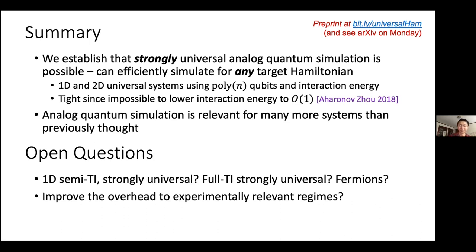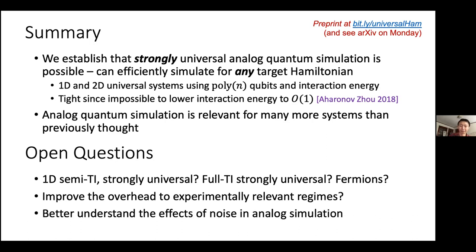And can we also improve the overhead, which is currently polynomial, but as Norbert brought up, our construction is not very careful in making the parameters efficient. Can we improve them so much that they can actually be experimentally relevant? And another very key question that people have started to address, but definitely needs a lot of future work, is, can we understand the effects of noise in this analog simulation a bit better? And that's all, and I am happy to take any additional questions.